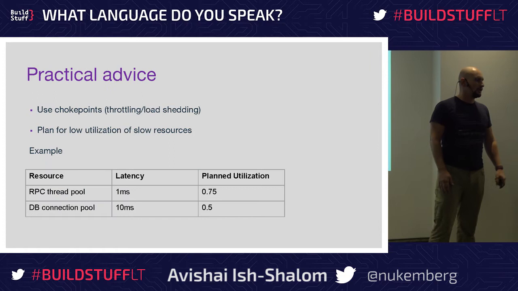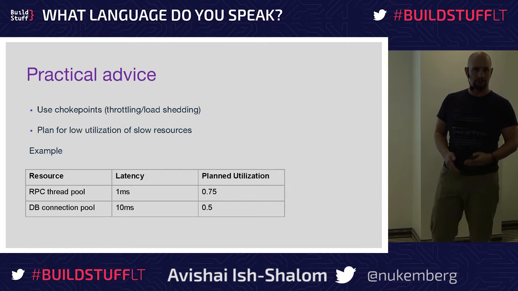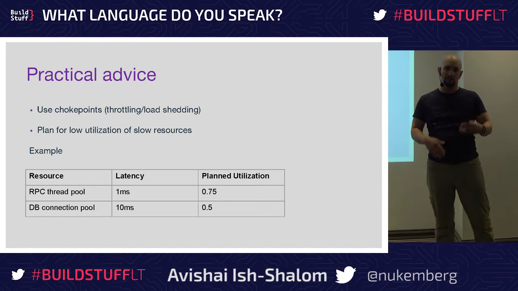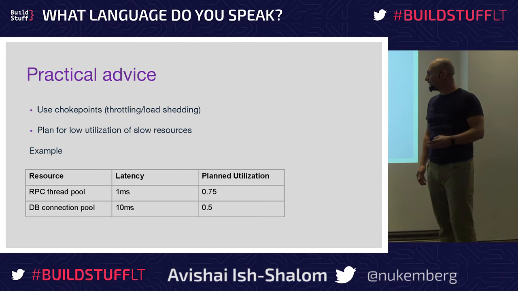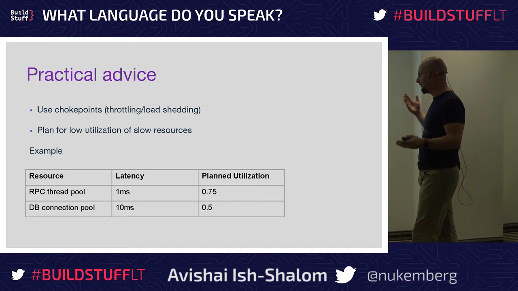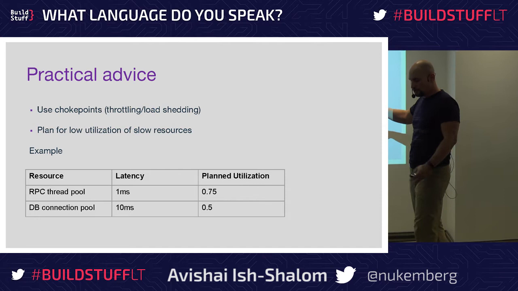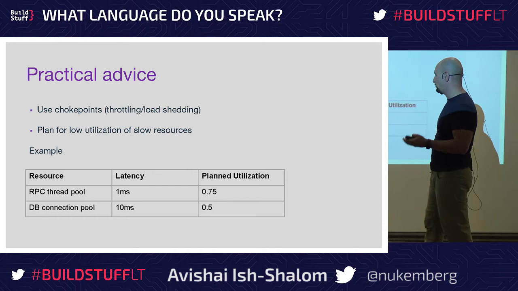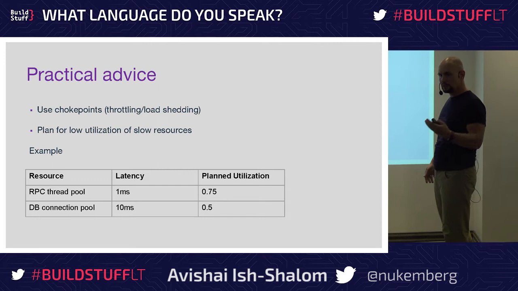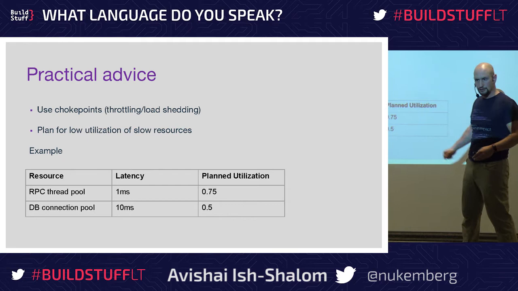So what do we do in practice? First of all, we have to have choke points for load shedding and throttling. We have to have some points in the system where we protect the queues from fluctuations and from growing too much. Second, we need to plan for low utilization of the slower resources. An example, it's much easier to do with microservices, but this example is in your code: if you have a transaction that uses two resources, one of them a thread pool and another a connection pool, and let's say that the database connection pool is much slower because the database is slower for some reason, then we would have to have a lower utilization of that resource. Why? Because it's going to degrade faster.